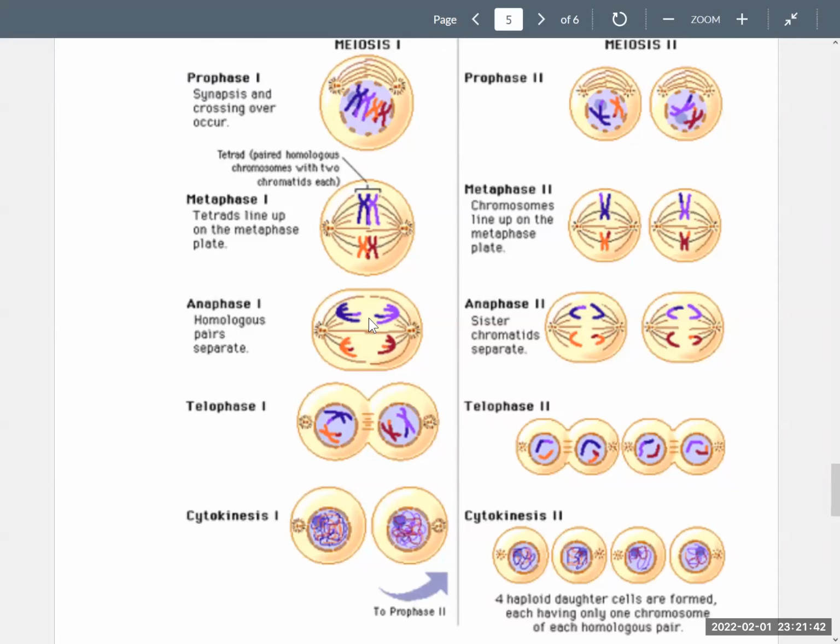The chromosomes move, and I said the chromosomes split, but I don't want to confuse you here. The centromeres do not split. The centromeres do not split in anaphase 1. Instead, a recombined, shuffled, genetically different chromosome goes one side, and the other chromosome goes the other side.